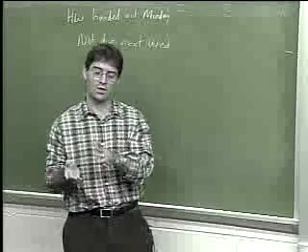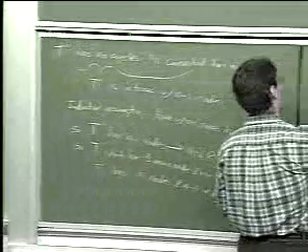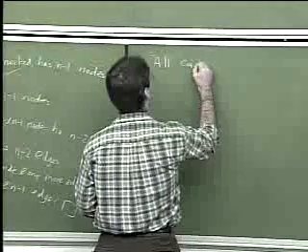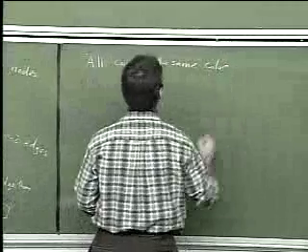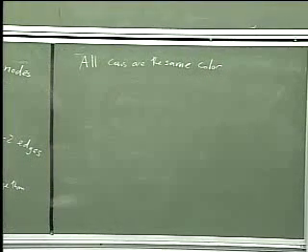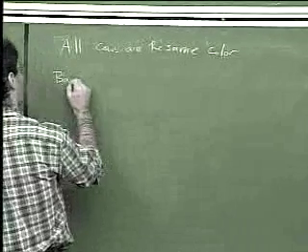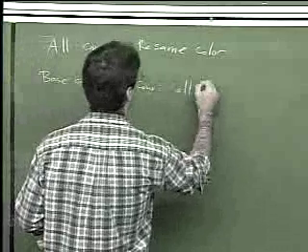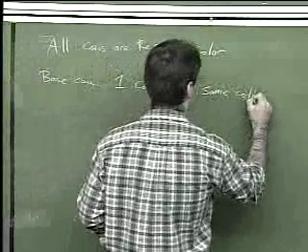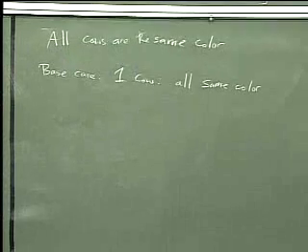Okay, let's do the second one first because it's easier. So my claim is that all cows are brown. All cows are the same color. Okay? And here's how I do it. The base case: one cow. It's obviously all the same color. Right?